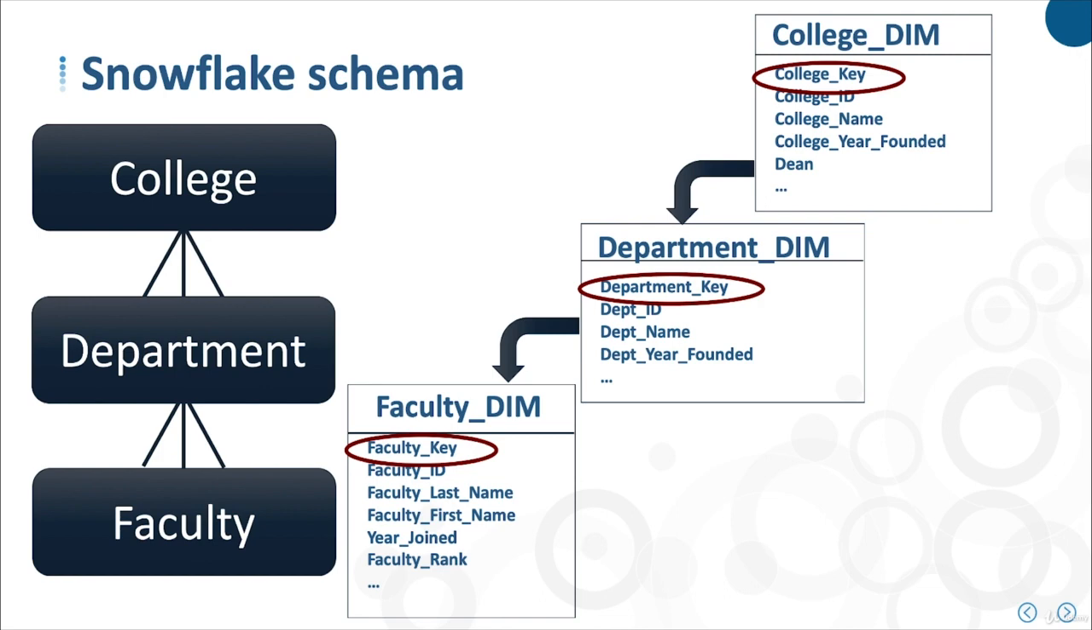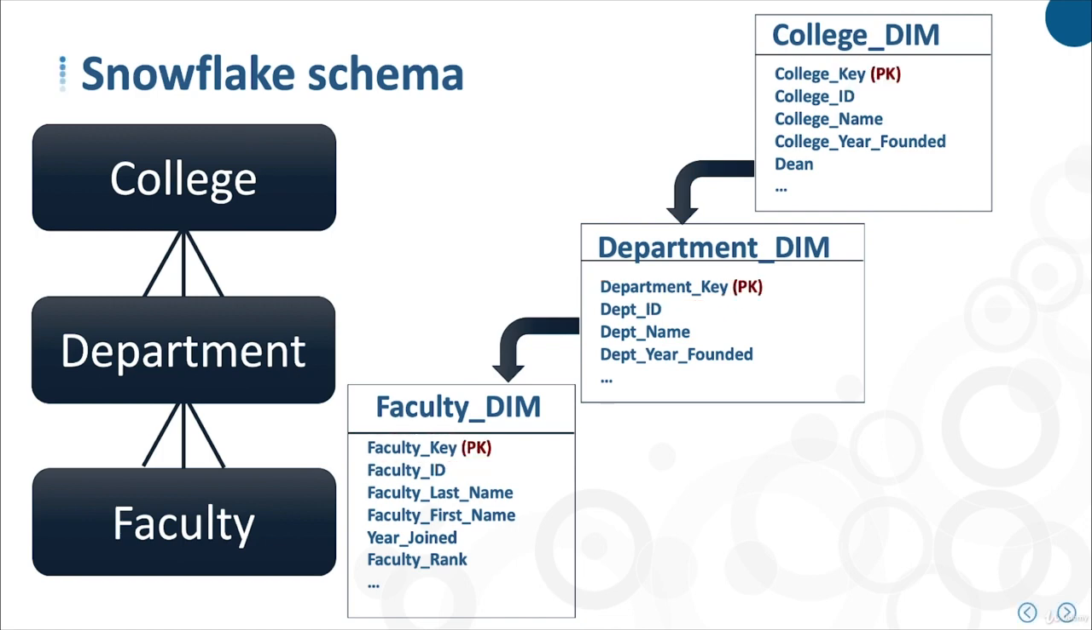Each of these tables has its own primary key, which is a surrogate key: faculty key for the faculty dimension, department key for the department dimension, college key for the college dimension. So compare that to the star schema version with all of this data in a single table and only faculty key as the unique identifier. So right now you can see a structural difference between a star schema and a Snowflake schema, not only with regards to the numbers of tables, but how the unique identification works.